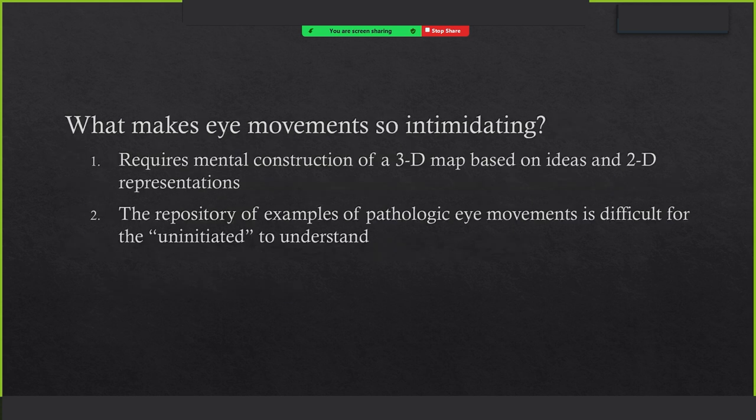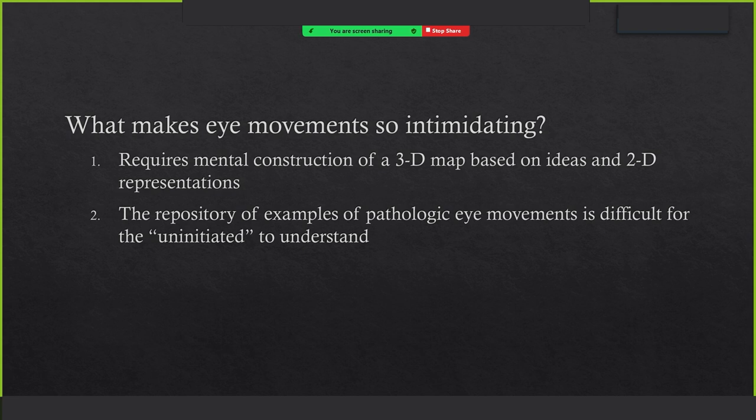Eye movements can be intimidating, even to a skilled neurologist. Why is this, and why is learning eye movements so intimidating? Well, I have some ideas. We learn eye movements from written or spoken language, and if we're lucky, we learn with a two-dimensional representation of reality, and then it's on us to reconstruct a very complicated three-dimensional map of the physical world, and that is difficult to do. It's cognitively burdensome, so much so that it scares a lot of people away from even trying to sit down and learn these.